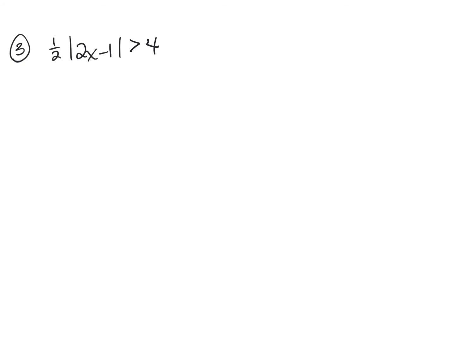One last question. Let's try this one. All right, I need to isolate that absolute value. So the first thing I want to do is get rid of that fraction, right? Well, I want to multiply by the reciprocal of the fraction, okay? 2 over 1, but what you do to one side, you have to do to the other. So over here, these 1's will cancel, these 2's will cancel, and I'm left with my absolute value. On the right, I have an 8.